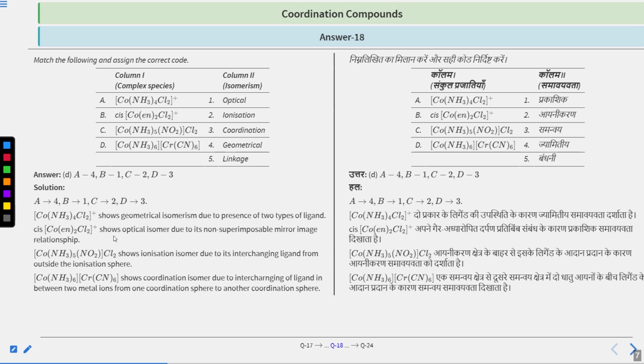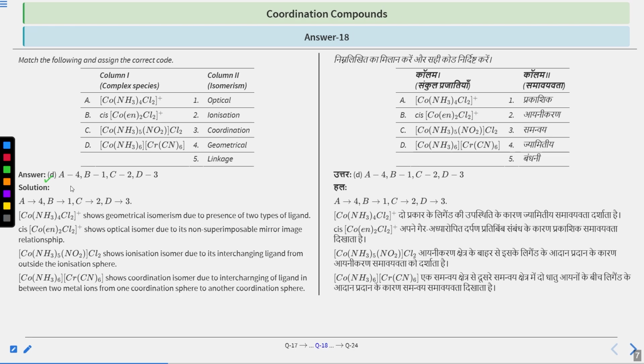Let's see. So the correct answer is option D, that is A is for 4, B is for 1, C is for 2, and D is for 3. In A, we have the complex [Co(NH3)4Cl2]+. It shows geometrical isomerism, matching point 4, due to the presence of two types of ligands in this complex, ammonia and chlorine. Both ligands are of different types, so this complex shows geometrical isomerism.